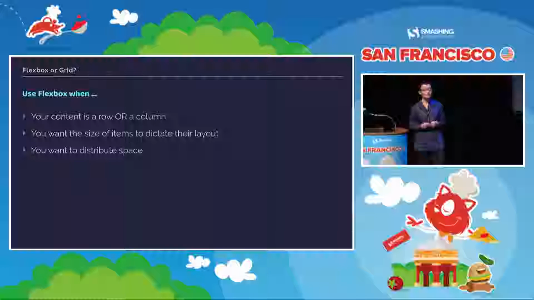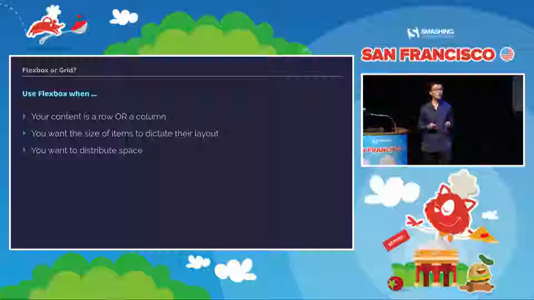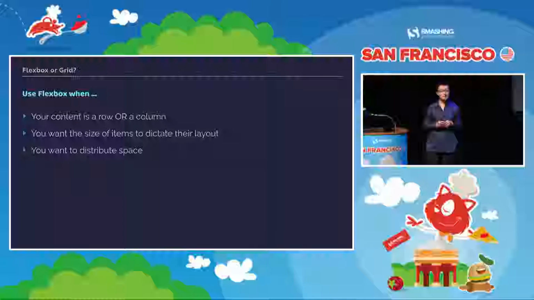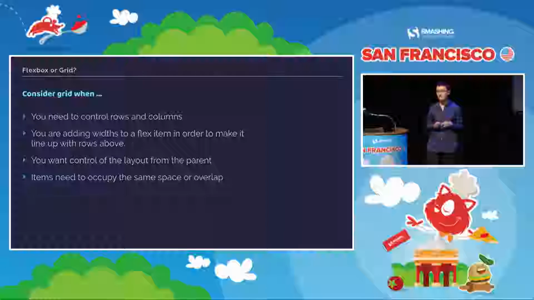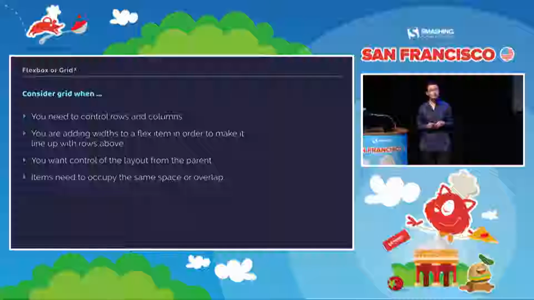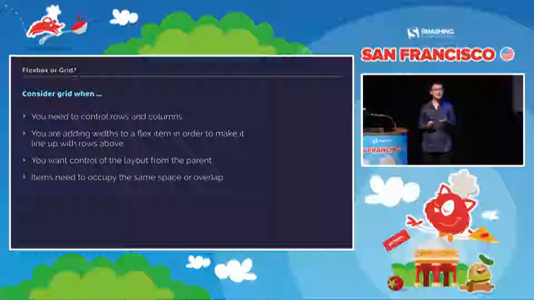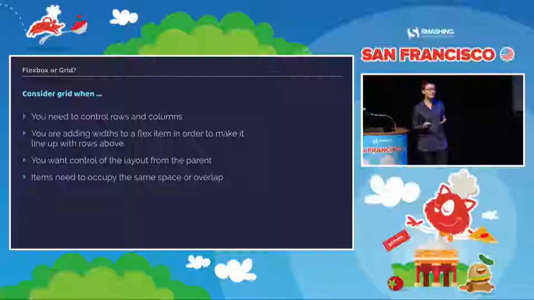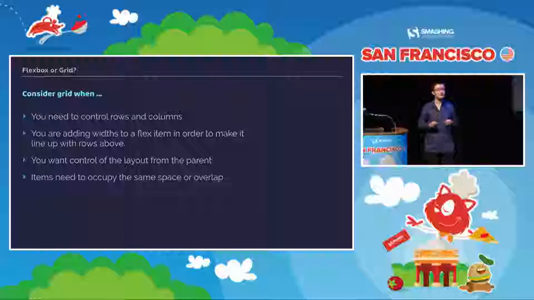So if you want to pick Flexbox, think about your content being a row or a column. Think about having the size of items dictating their layout, and distributing space is a key Flexbox thing. If you start trying to control the rows and columns at the same time, you probably want grid, and you know you're doing that because you're adding widths to flex items or adding a flex basis that is precisely calculated. And then if you want to have control of the layout from the parent, and also if things need to occupy the same space or overlap, to do that in Flexbox, you're going to have to use negative margins and sort of pull things around, whereas you can do that very easily with grid.